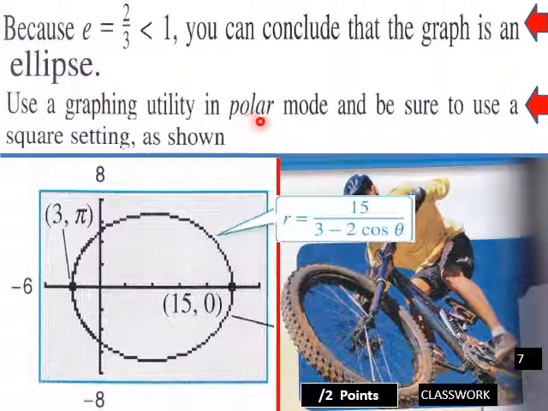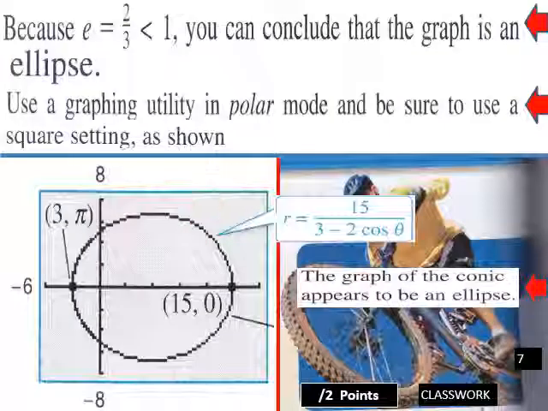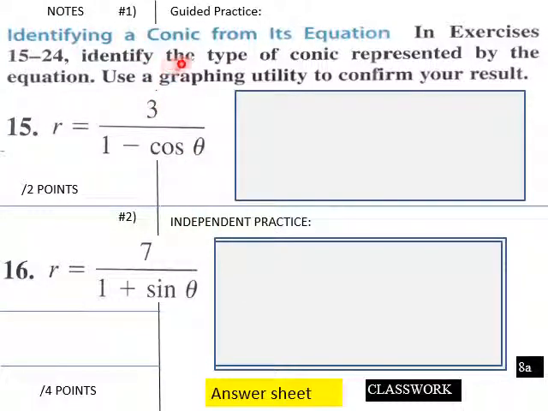Using the graphing utility in polar mode, be sure to use a square setting as shown. This is our graph now of the preceding expression. R equals 15 over 3 minus 2 cosine theta, and then we end up with an ellipse like that. The graph of the conic appears to be an ellipse. It is an ellipse. It doesn't just appear like it's an ellipse. It is an ellipse. Okay, so let's go into one here.